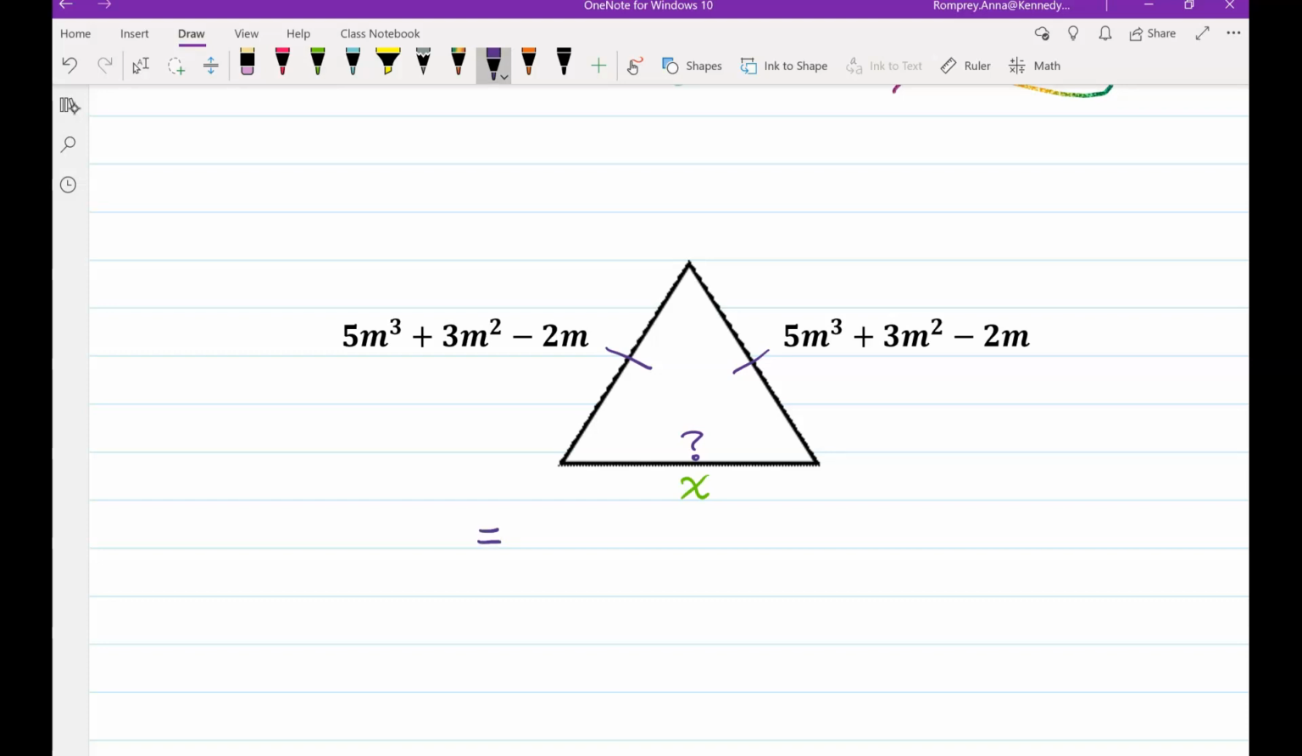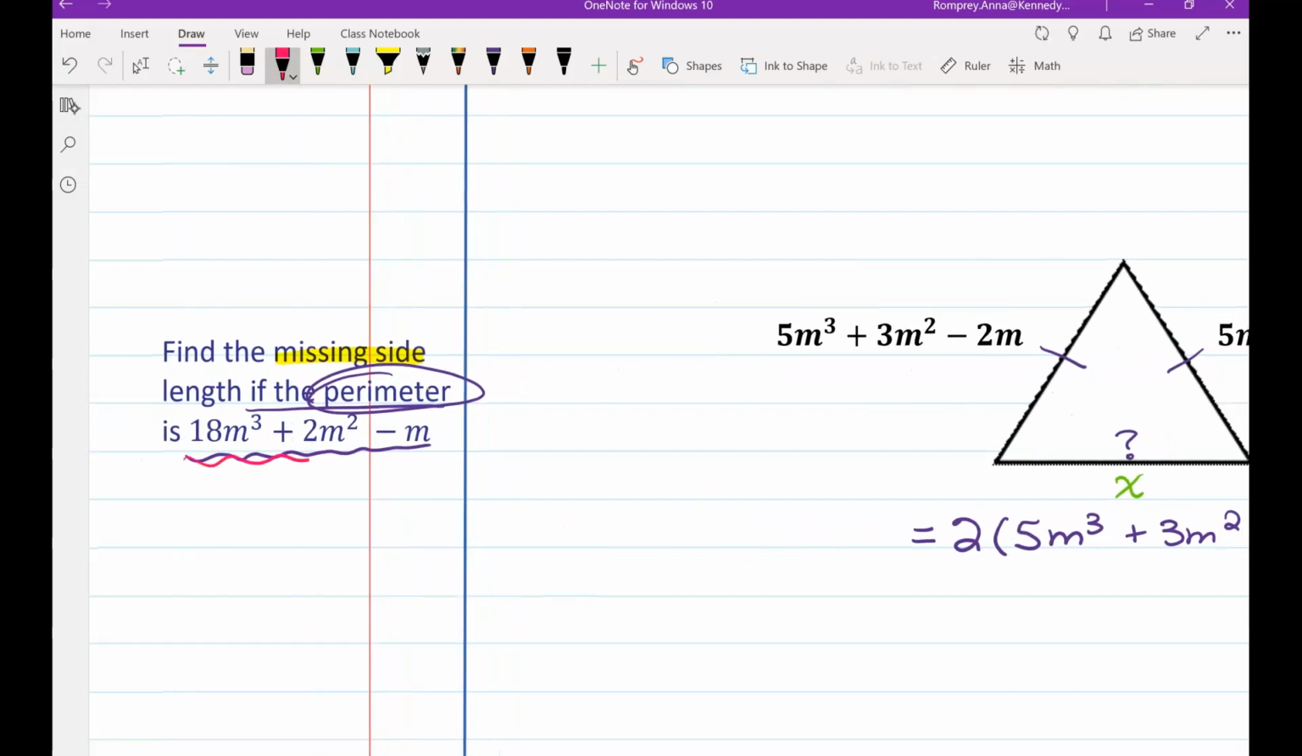So I have two sides that are 5m cubed plus 3m squared minus 2m. I could have also, instead of multiplying them by 2, added both the sides. I just didn't want to write all that. Plus our missing side x is equal to the perimeter. So let's come back over here. What was our perimeter? 18m cubed plus 2m squared minus m.